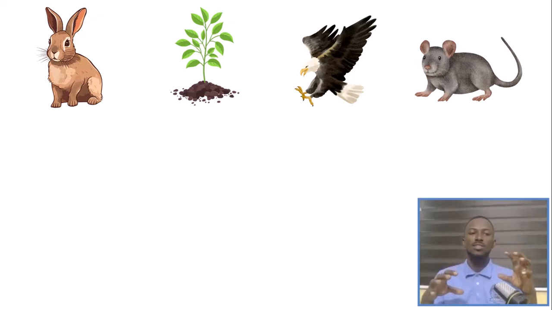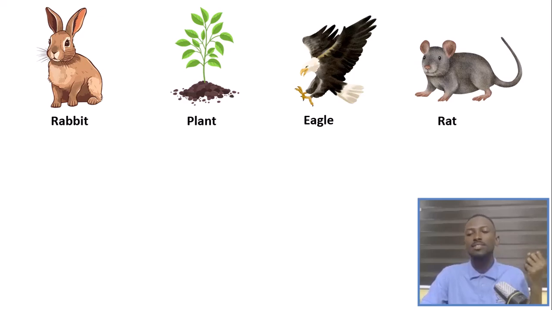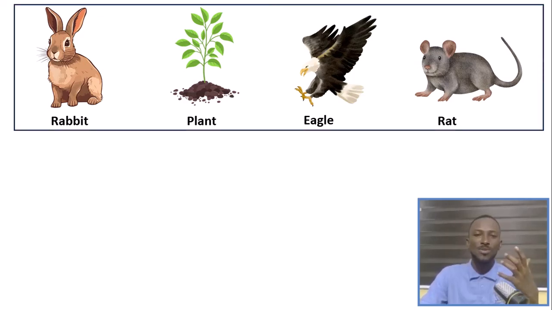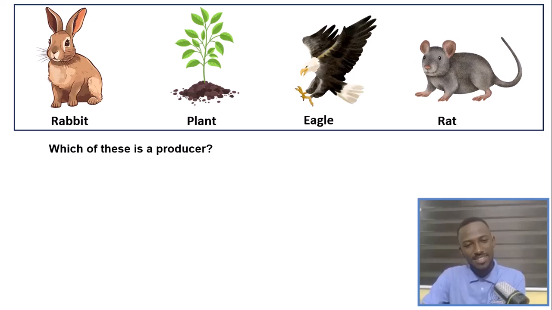Now, look at these images of selected animals. You have rabbits, plants, eagle, and rat. So you're actually going to use these animals to answer some questions. For our first question, which of these is a producer? Which of these living things we have on the screen is a producer? The answer is clear as day. It's the plant, because only plants are able to photosynthesize. Rabbits can't, eagles can't, rats cannot. Only plants can. So they are known as producers.